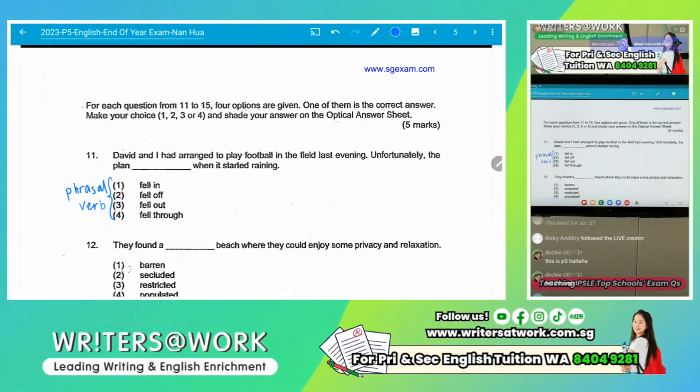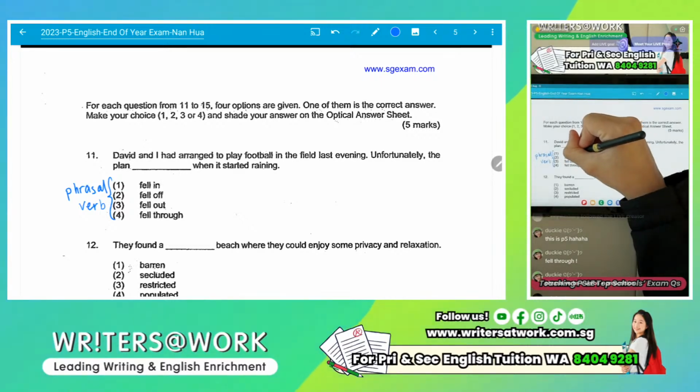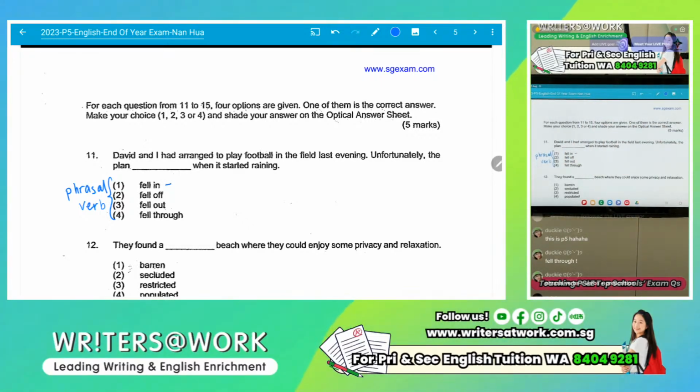Okay? They combine together to form a single action. The first one, fell in. What does it mean to fall in? Okay. If our viewers or any viewers in the live chat over here, to fall in, to assemble.